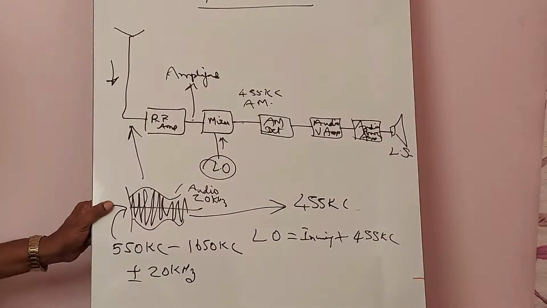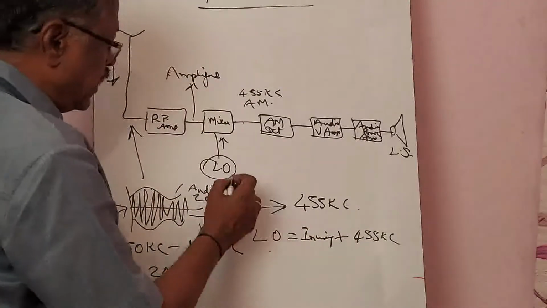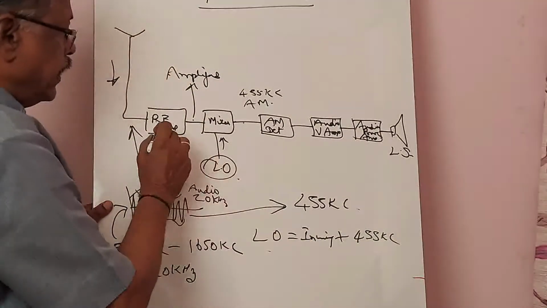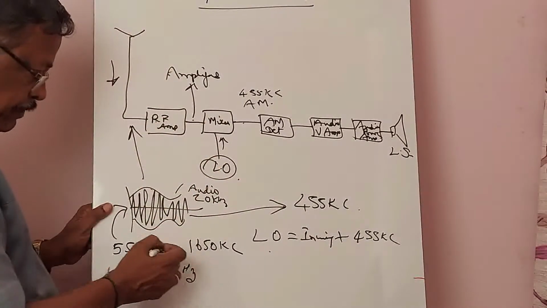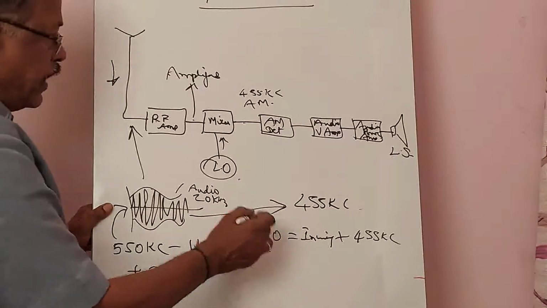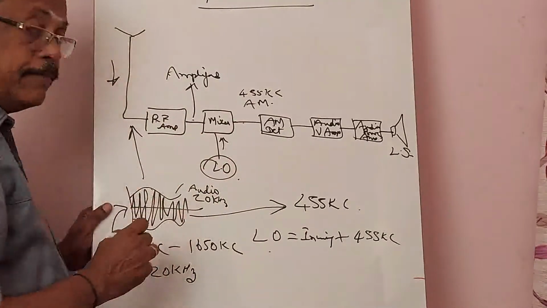Whatever frequency it is receiving, along with the 455, the local oscillator will generate a very high frequency, and the incoming frequency is going to be 550 to 1650, so that the difference of frequency is available at the output of the mixer.